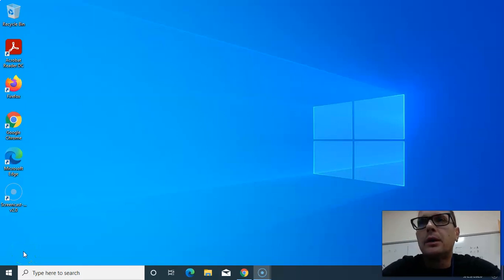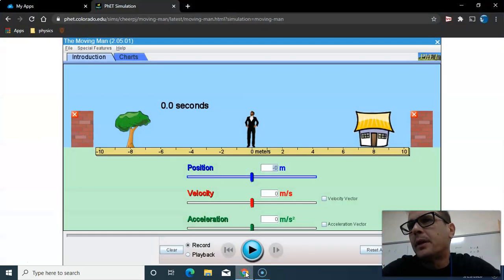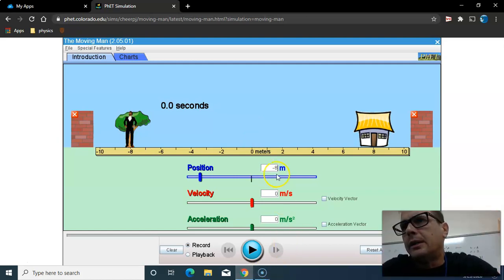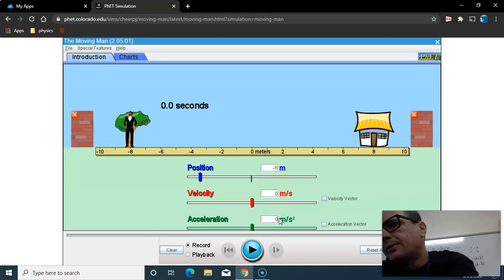Okay guys, I will show you how to get the data for the lab motion with constant acceleration. You open the simulation and this lab has 4 cases. The first case is the guy speeding up from the tree to the house. So you put the guy at the tree. The initial velocity is 0. And we are going to put an acceleration of positive 0.5.